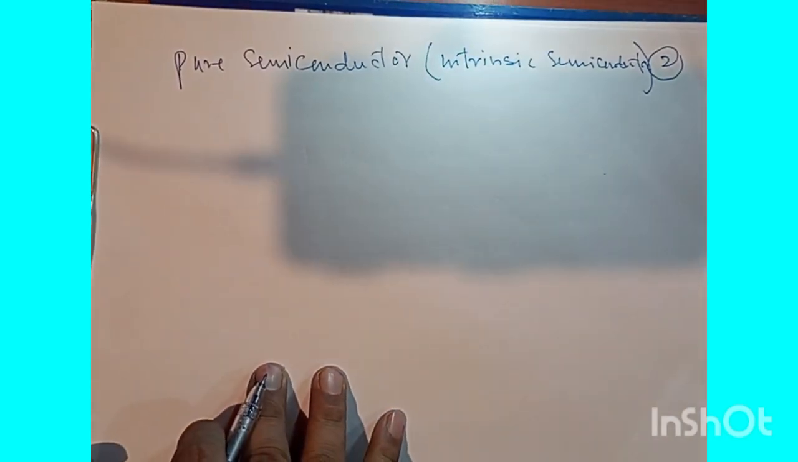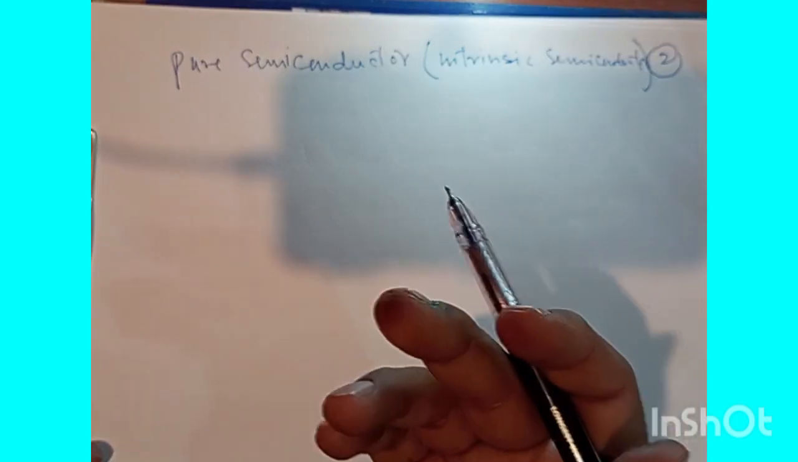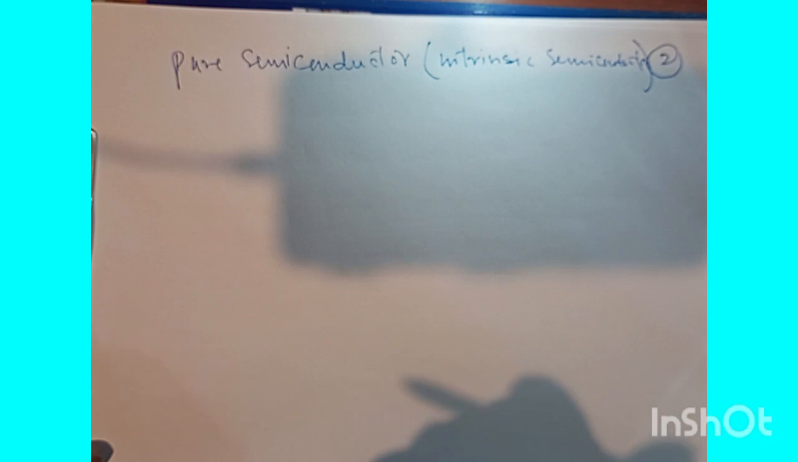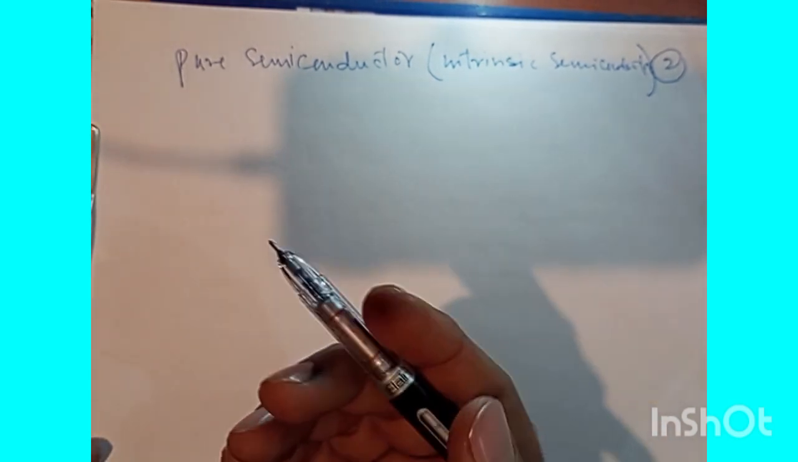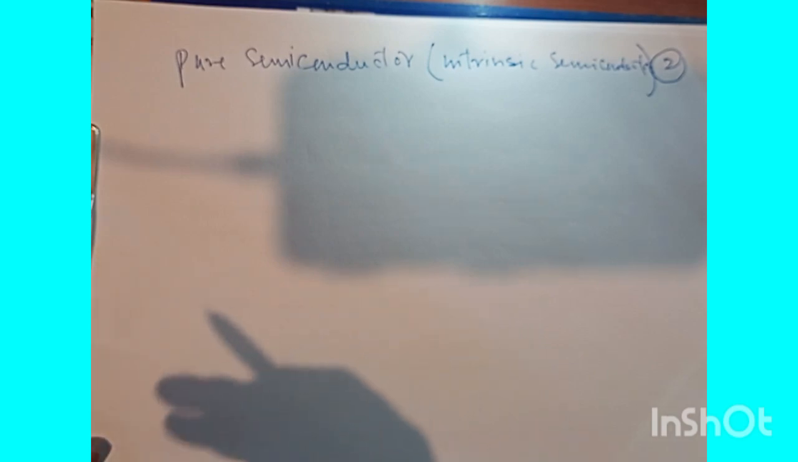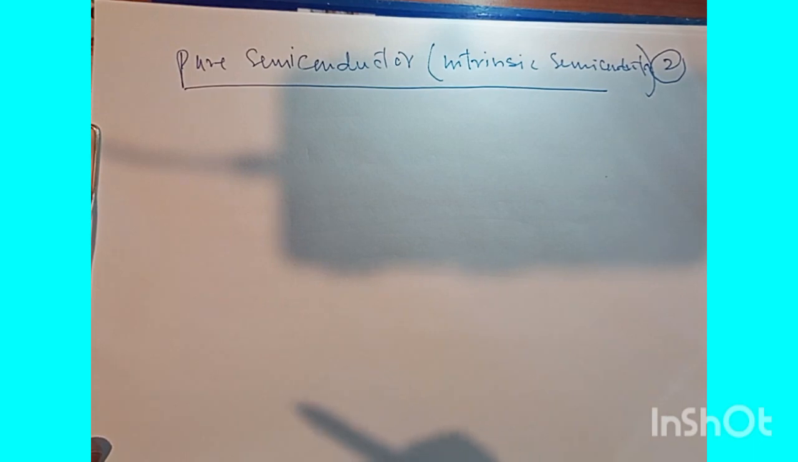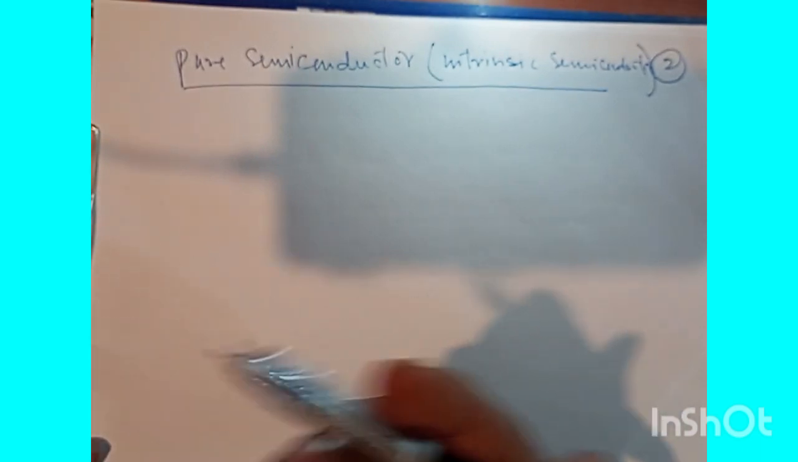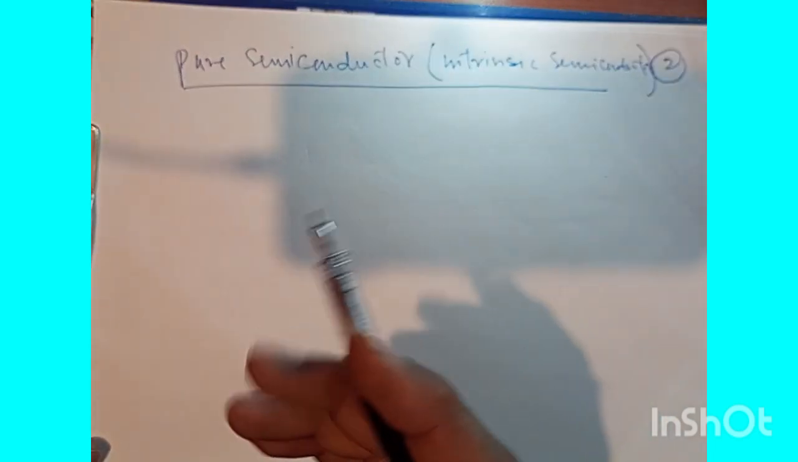Now, taking into consideration all the physical characteristics of semiconductors, it is very difficult to define a semiconductor. On the basis of electrical conductivity or resistivity, a semiconductor may be defined as a substance which has a resistivity, in the range that I talked about, in between conductors and insulators.